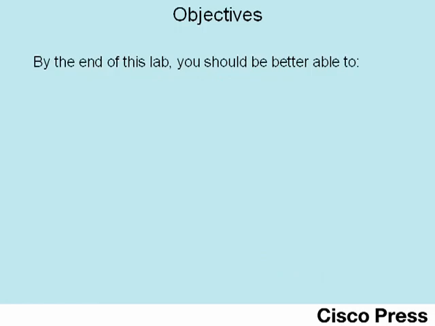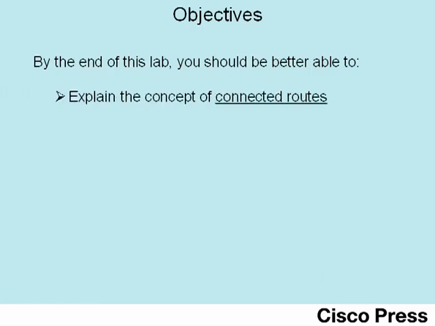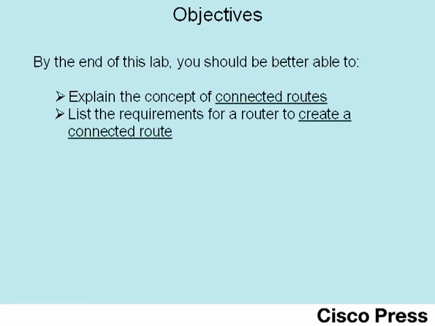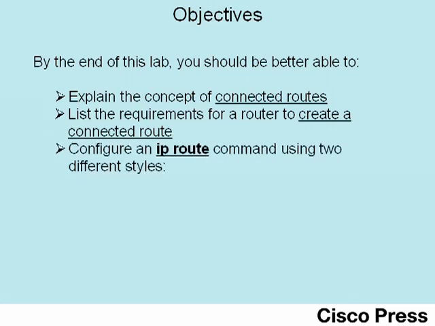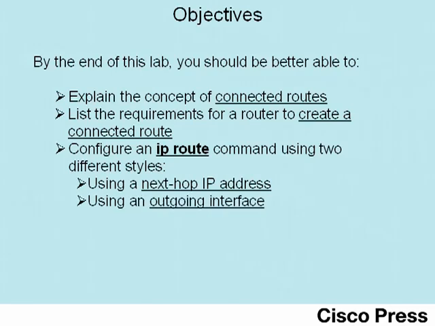Let's look at the objectives for a moment. By the time you're done with this lab, you should be able to better explain the concept of a connected route. In particular, you should be able to list the requirements that a router has before it will decide to add a connected route to its routing table. You should also know a lot more about the IP route command, which a router uses to configure static routes. In particular, you'll be able to better configure it using both the next hop IP address option as well as the outgoing interface option. It's just two different styles of configuring a static route.